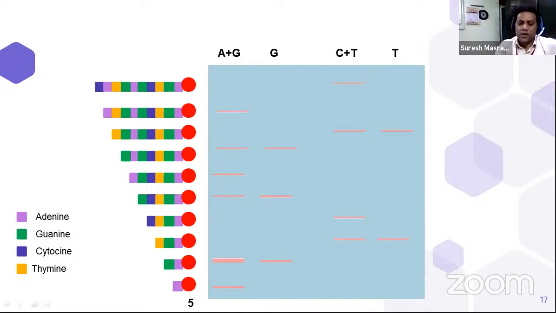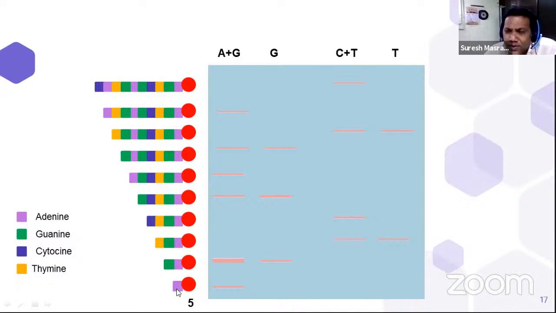The same case here: whatever band is toward the opposite side, it indicates that it is the smallest molecule. Now, obviously, the smallest molecule must have what? A single nucleotide or single nitrogen base. Thus here, the lightest band indicates the least number of nitrogen bases.